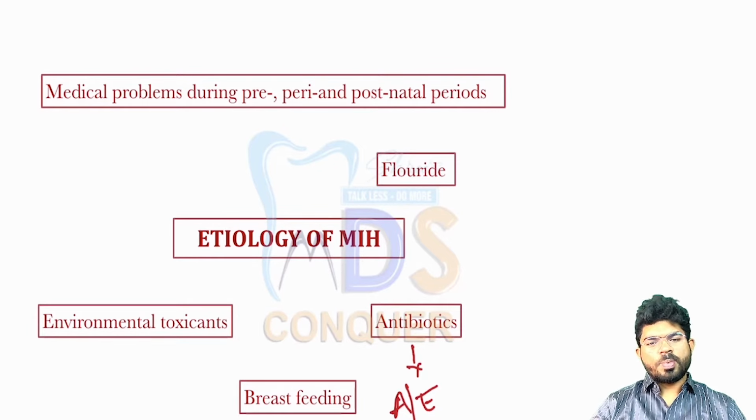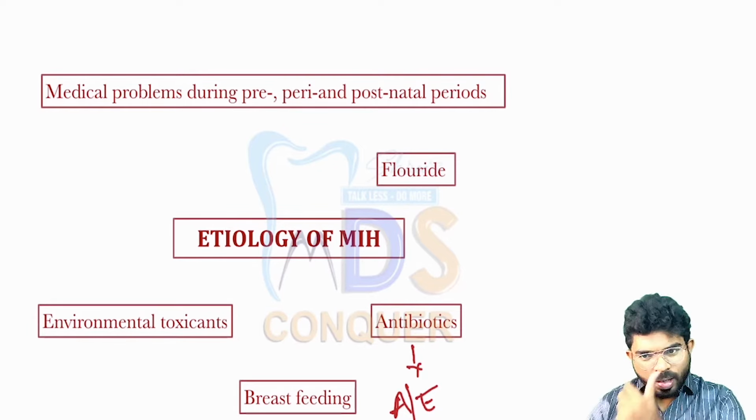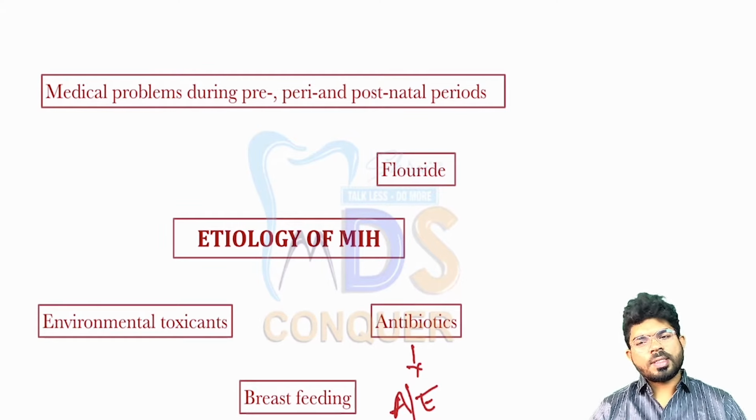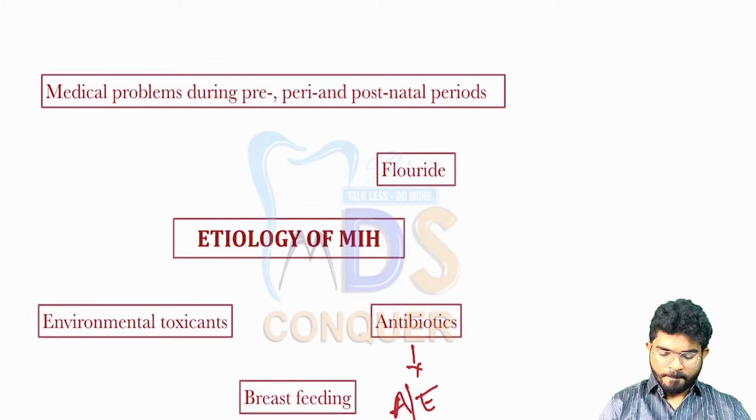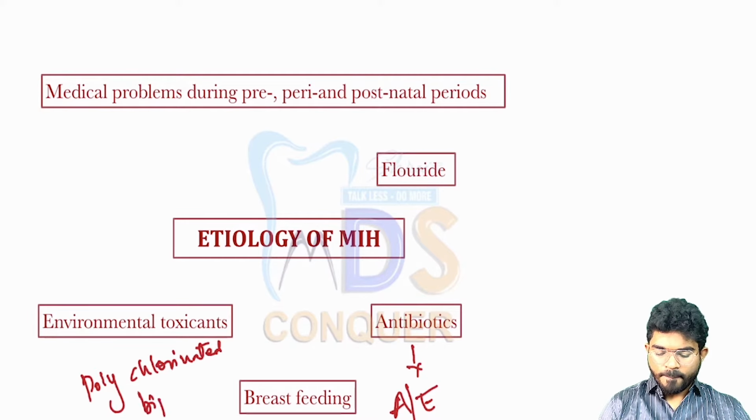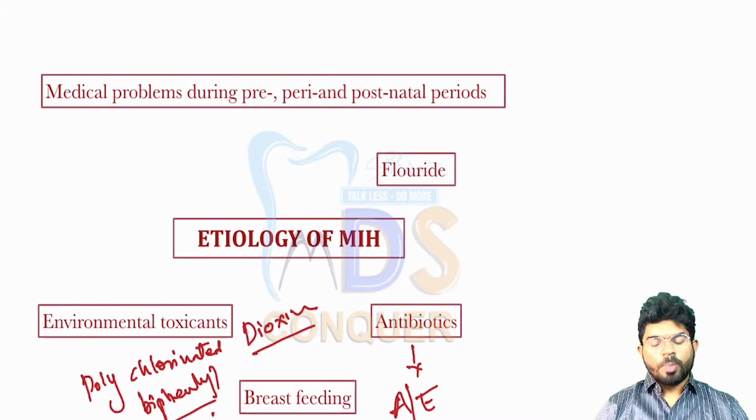Then comes the next one: environmental toxins. There are a few environmental toxins which can also cause this, particularly polychlorinated biphenyls, or PCBs, and dioxins. Both of these are responsible for the occurrence of MIH.